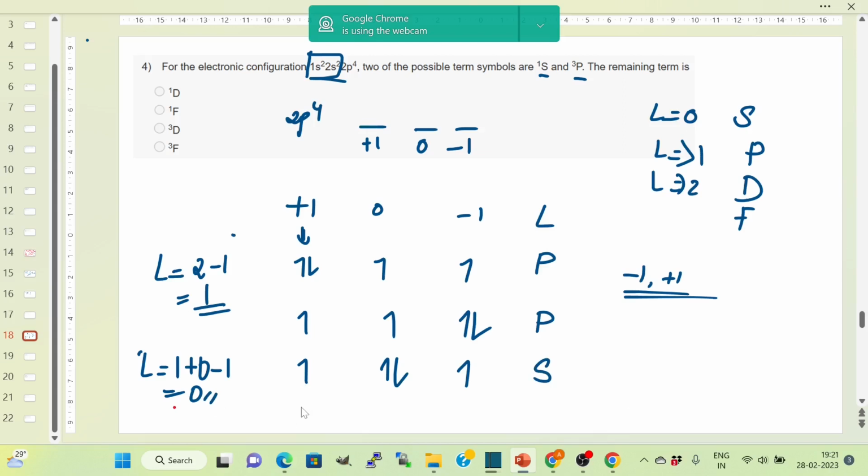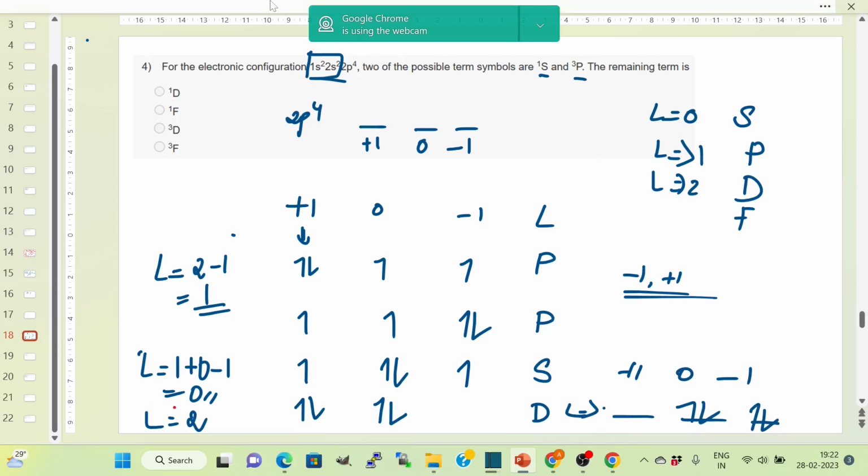Then what else is possible? Then it can be like this. Two electrons in plus 1, 2 electrons in 0. So here L will be 2. So this can be D. And similarly, there will be another configuration where no electron is in the plus 1 state, like this. So here also we have D. So basically we can have P, S, and D, right?